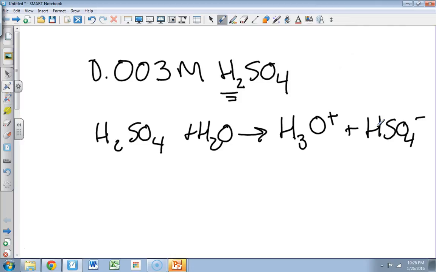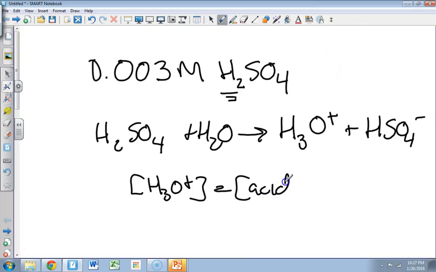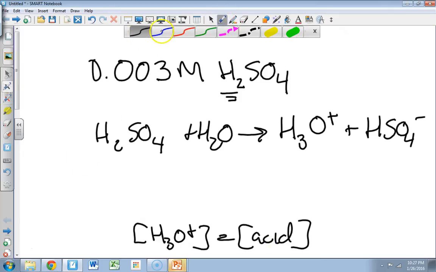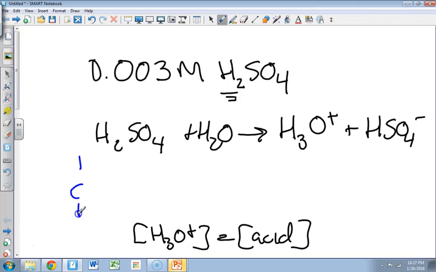So our statement that the concentration of the H3O+ equals the concentration of the acid still holds even for H2SO4. Okay, and so what this tells us in this case, let me move this down a little bit. So what this tells us is, I'll do this in a different color, ICE.